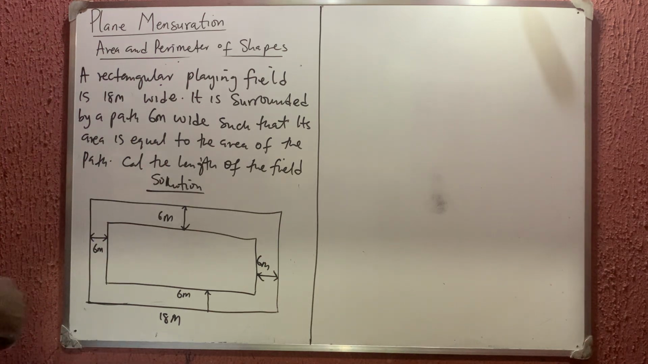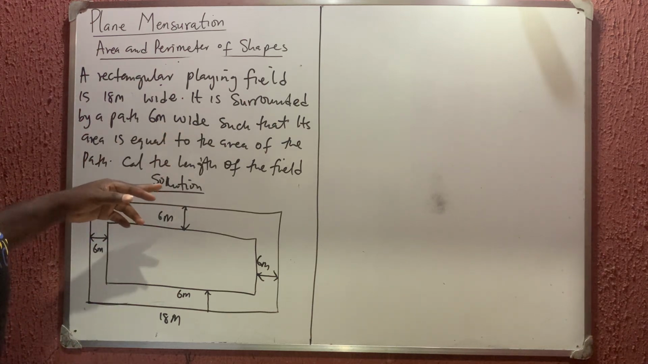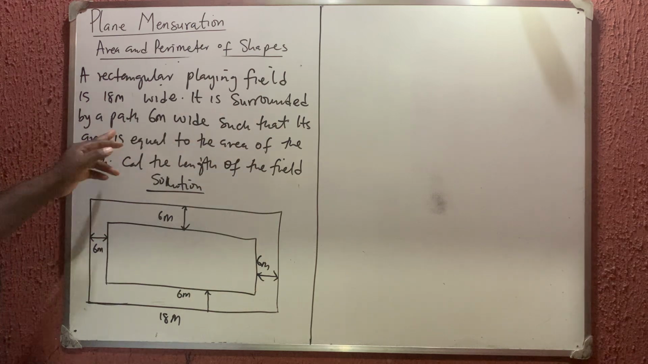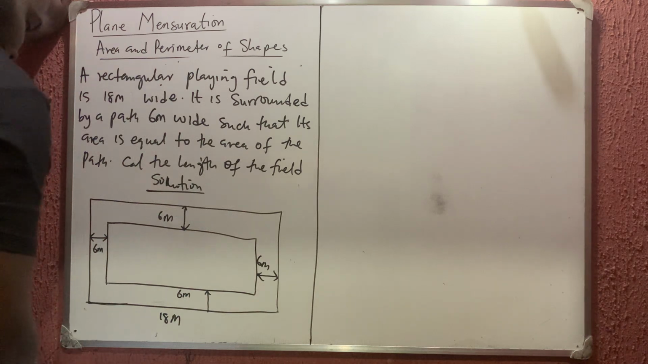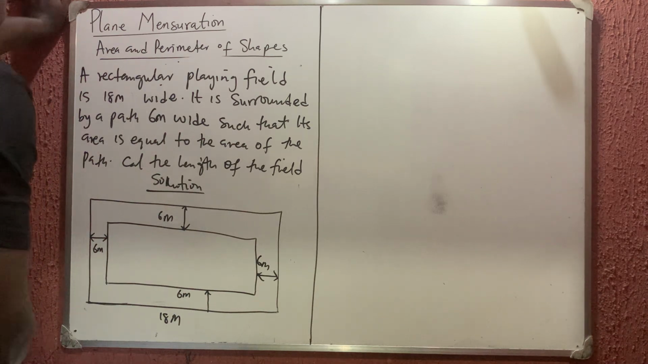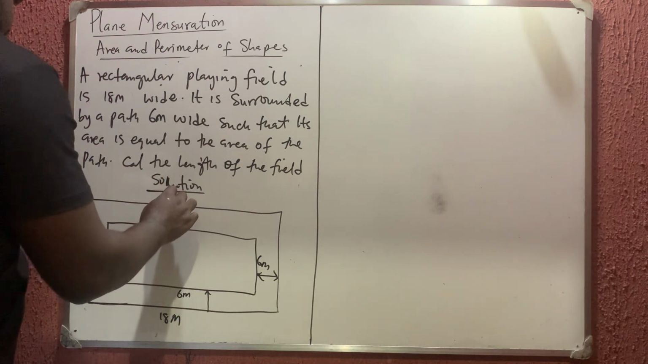Then I say such that its area is equal to the area of the part. The area of this rectangle is equal to the area of the part. So what do we do now? We're going to have the width. Let us see. You know that if here is 18, here is going to be 18 meters.